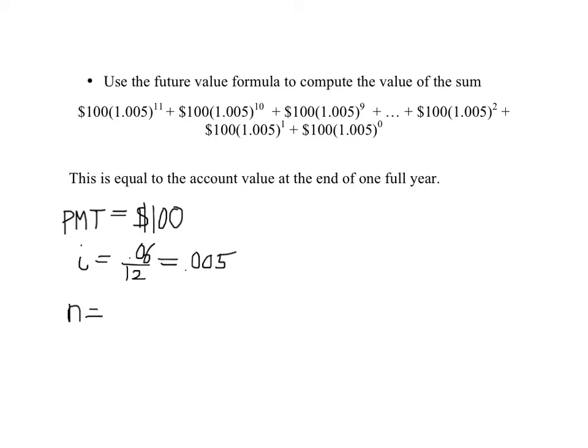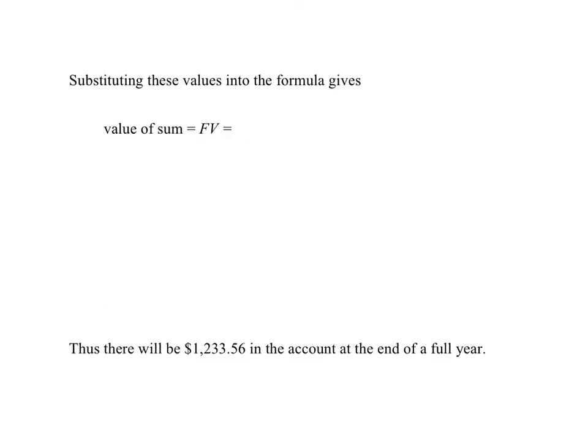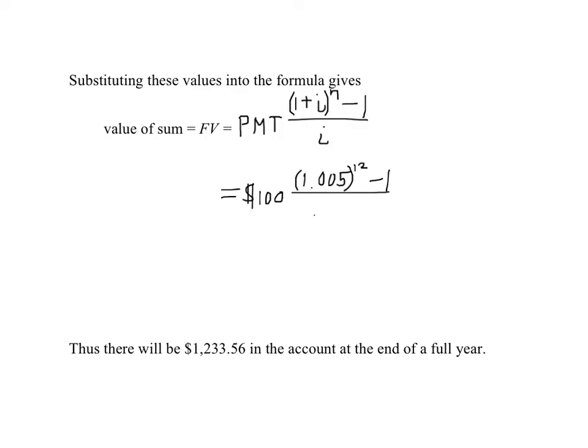Finally, the number of payments is 12. We are explicitly told that there is one payment per month, and this goes on for 12 payments. N always counts the number of payments. Substituting these values into the formula gives the following. The value of our sum, that is the future value of the account at the end of 12 months, equals payment times 1 plus the monthly interest rate raised to the number of months, the number of payments, minus 1, over the monthly interest rate. That equals $100 times 1.005 to the 12th power minus 1, all over 0.005.